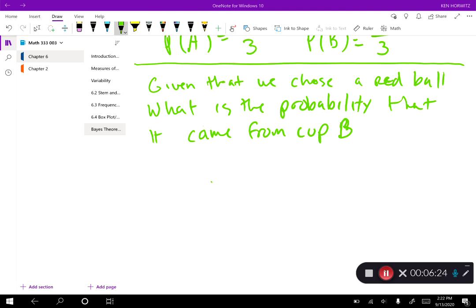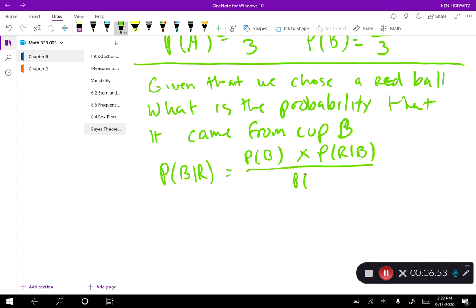All right, so here's the formula we're using. We're saying we want to know the probability that we chose out of cup B, given that we've already chosen a red ball. And that equals the probability of choosing cup B times the probability of choosing a red given it is in cup B, over the probability of a red ball.